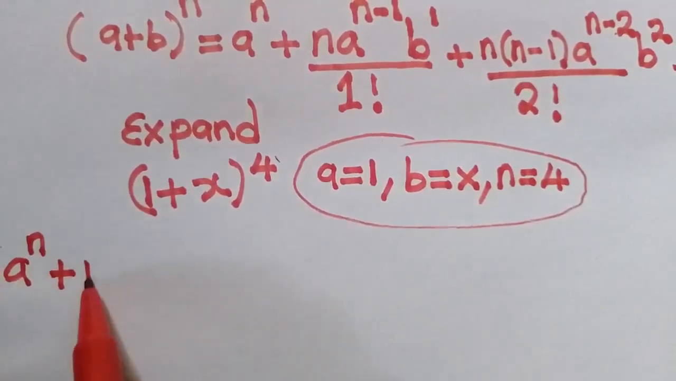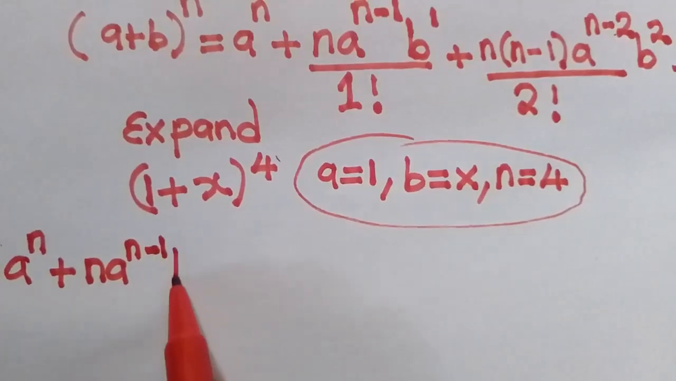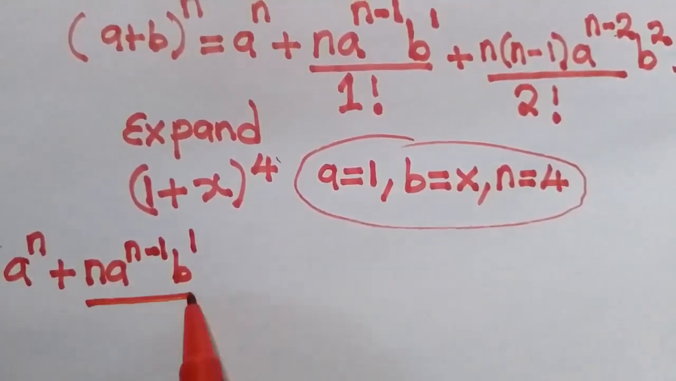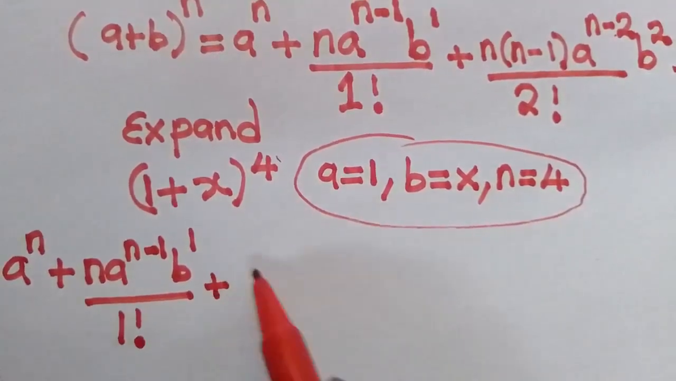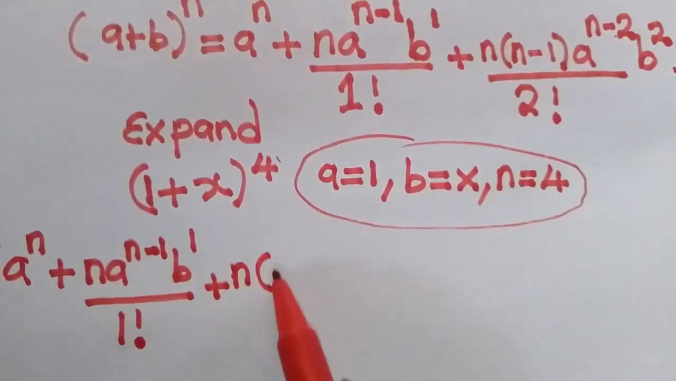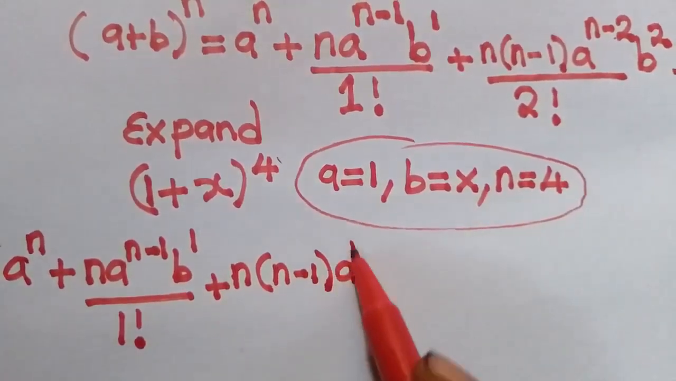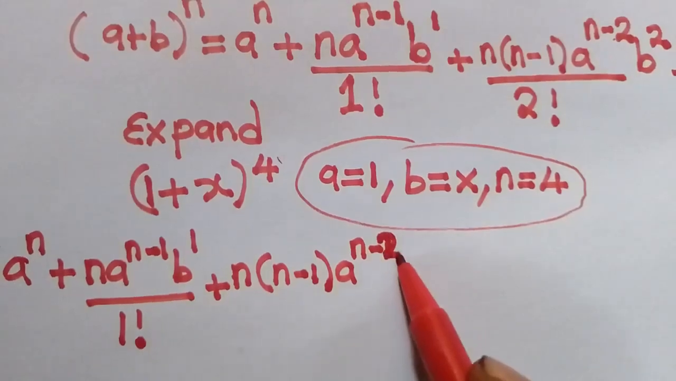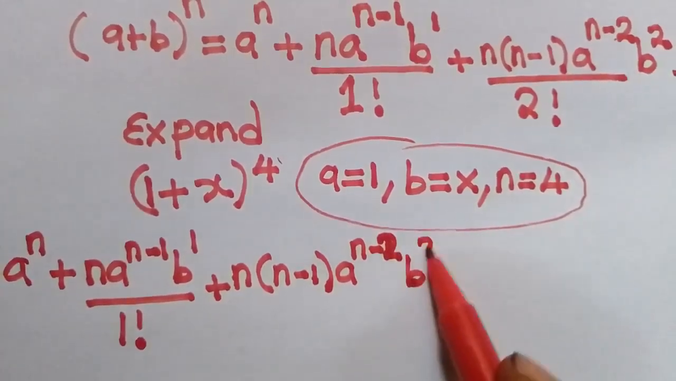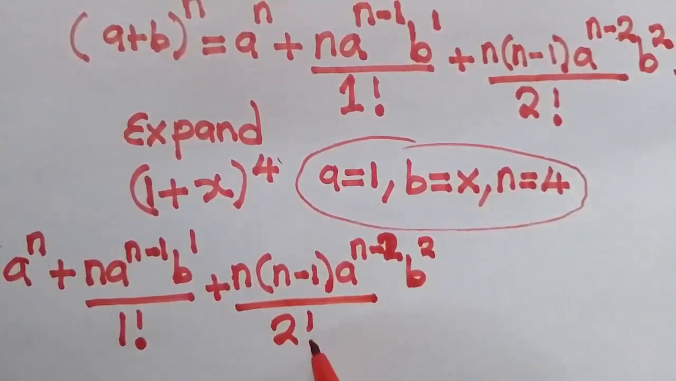This comes down: n a to the power n minus 1 b to the power 1. Here you put 1 factorial. You continue plus. That one comes down: n, n minus 1, then a to the power n minus 2, b to the power 2. Here you put 2 factorial.